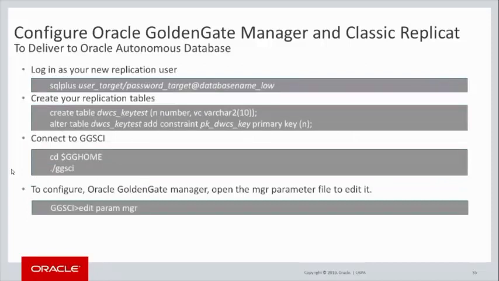Log in as your new replication user, create the replication tables, connect to GGSCI, and configure Oracle GoldenGate Manager. Open the manager parameter file to edit it. That is done with the edit param mgr command under GGSCI.